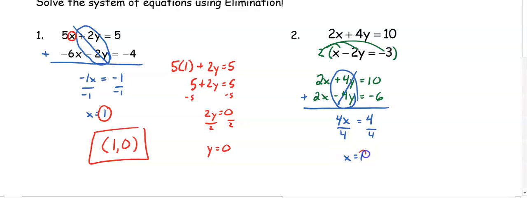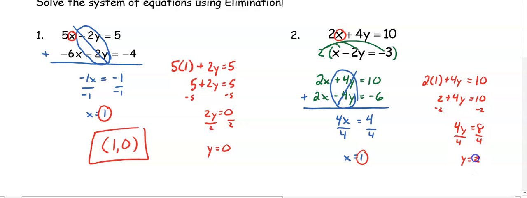Once we know x equals 1, we can substitute into either equation. So I'll just go back to the first one. 2 times 1 plus 4y equals 10. 2 plus 4y equals 10. We can subtract 2. So 4y equals 8. When we divide, y is 2. So we have 1, 2.